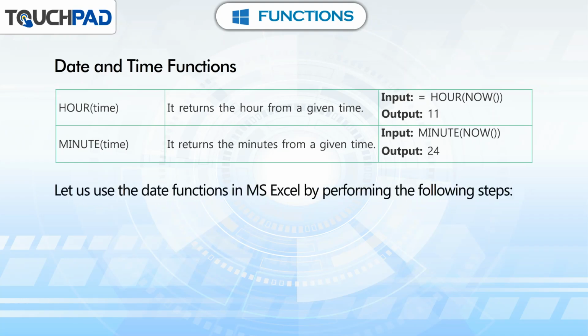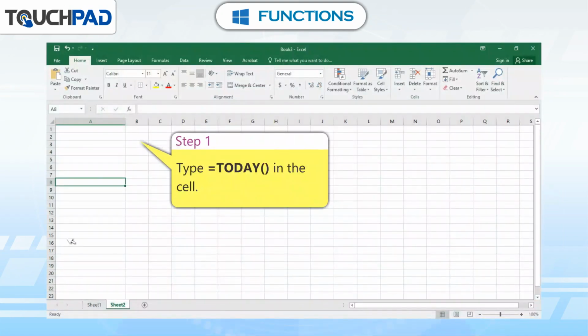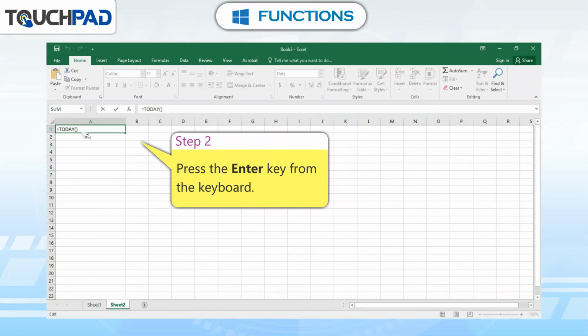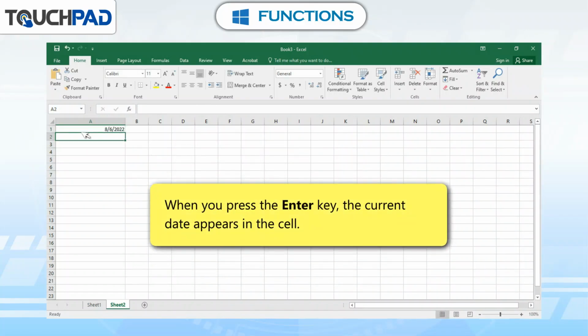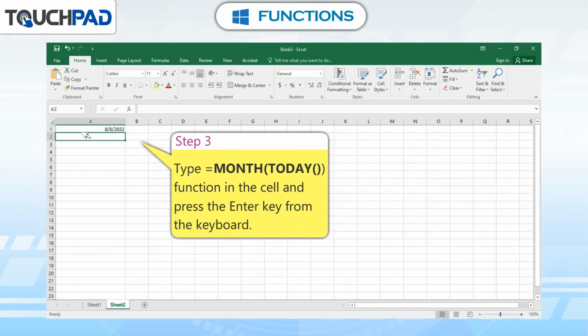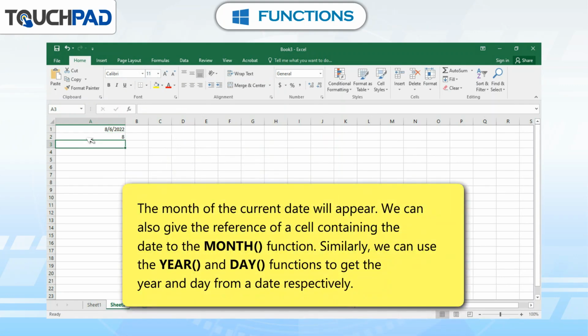Let us use the date functions in MS Excel by performing the following steps. Step 1. Type =TODAY() in the cell. Step 2. Press the Enter key from the keyboard. When you press the Enter key, the current date appears in the cell. Step 3. Type the =MONTH(TODAY()) function in the cell and press the Enter key from the keyboard. The month of the current date will appear.